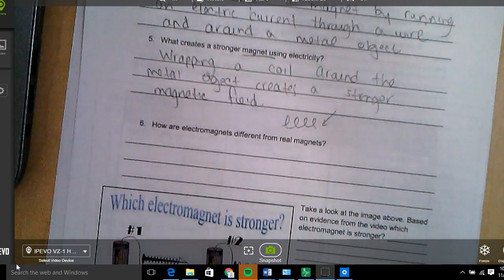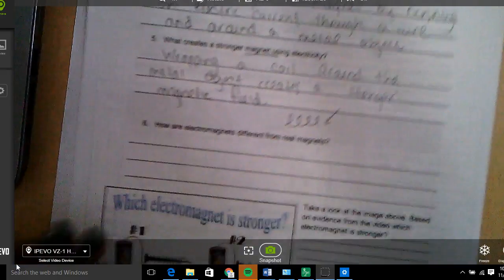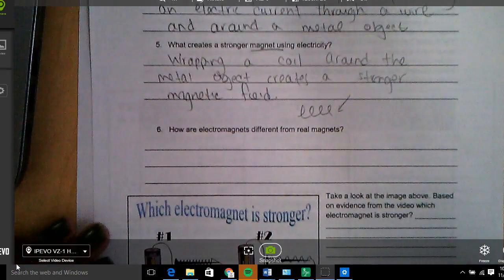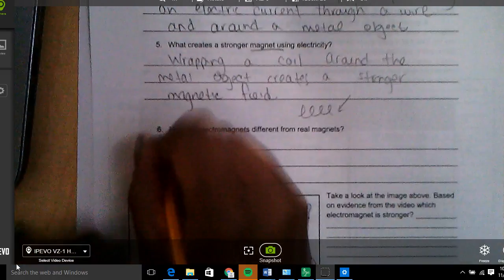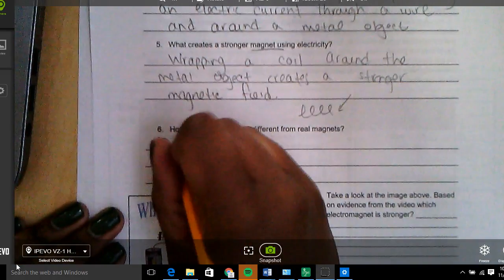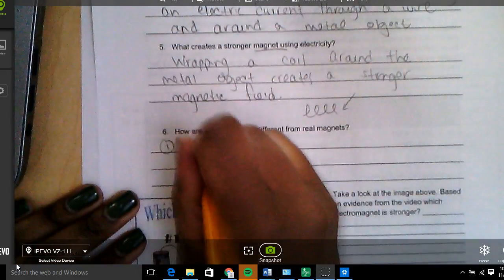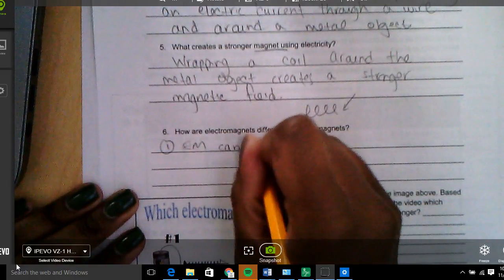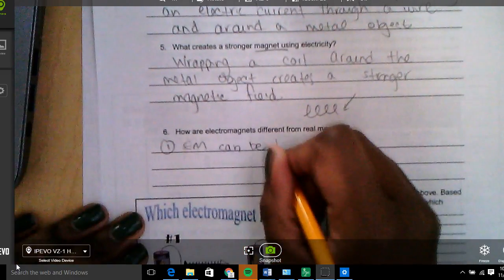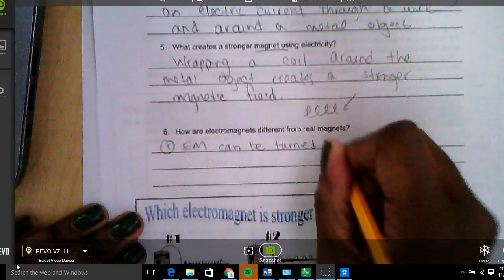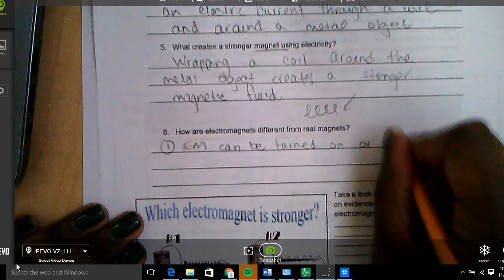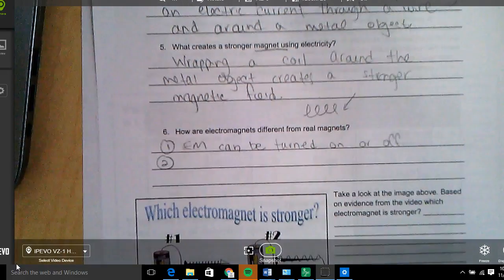How are electromagnets different from real magnets? Go ahead, Angel. So electromagnets, I'm going to call those EM for short. So EM can be, and make sure voices are all the way off, can be turned on or off. Number 2, Angel.